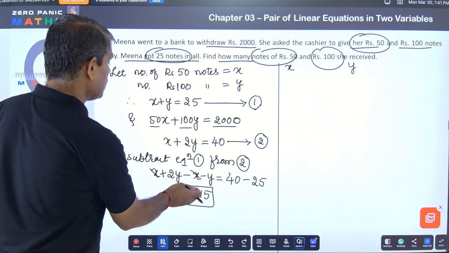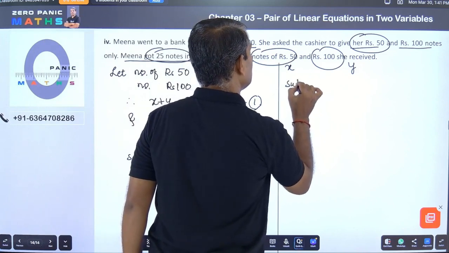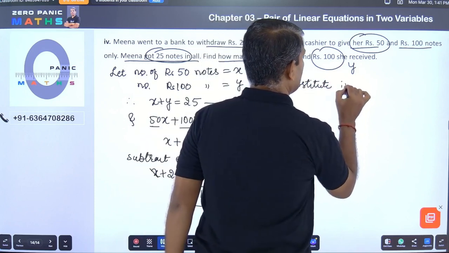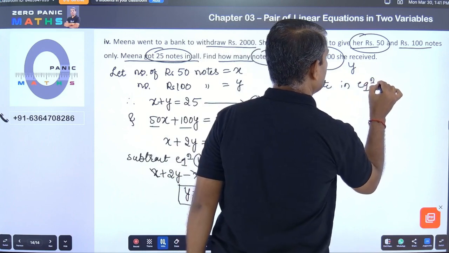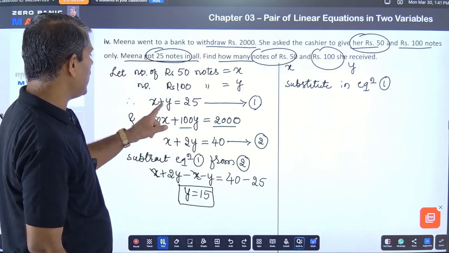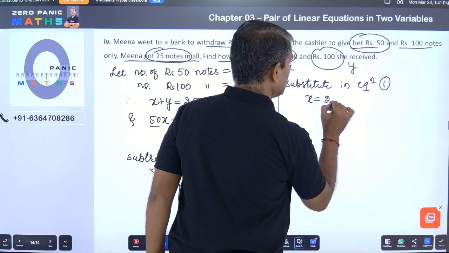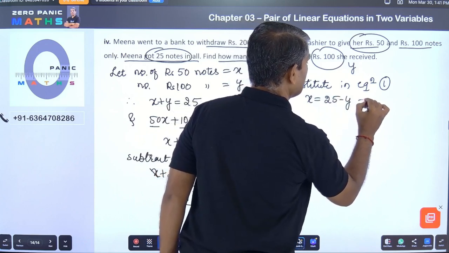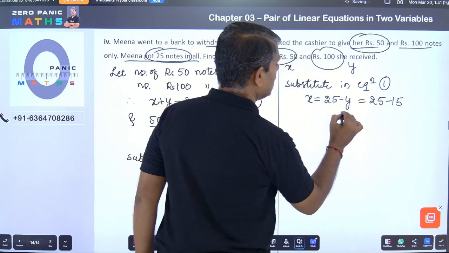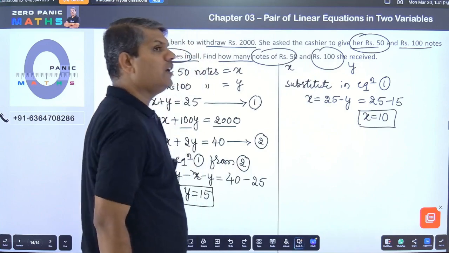Now let us substitute y in equation 1. What is equation 1? x plus y equals 25. So x is equal to 25 minus y, which is 25 minus 15, right? y is equal to 15. So therefore x is equal to 10, which is the number of 50 notes.